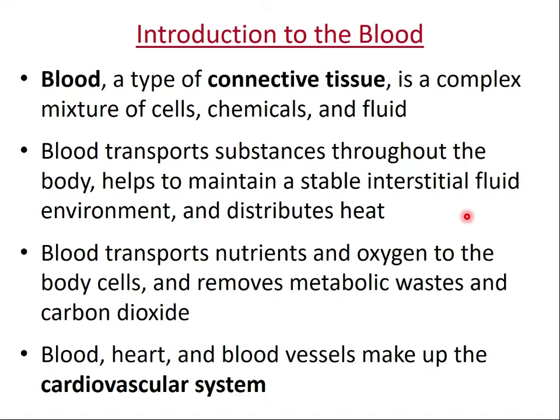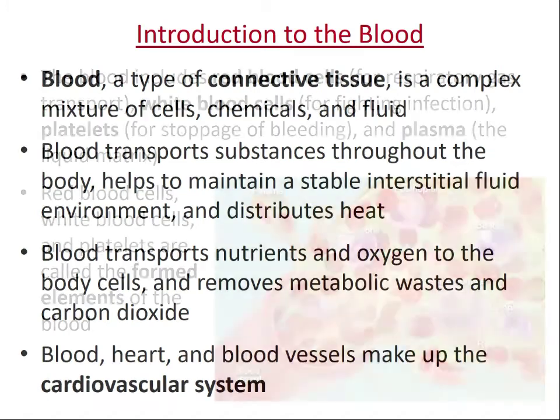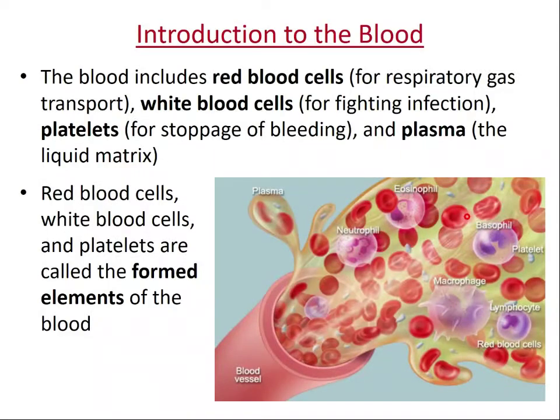Blood, heart, and blood vessels altogether make up the cardiovascular system. Blood includes red blood cells, white blood cells, platelets, and plasma. Of these four components, three components are solid structures, whereas plasma is the liquid matrix. So red blood cells, white blood cells, and platelets are called formed elements because they are cells, solid structures.